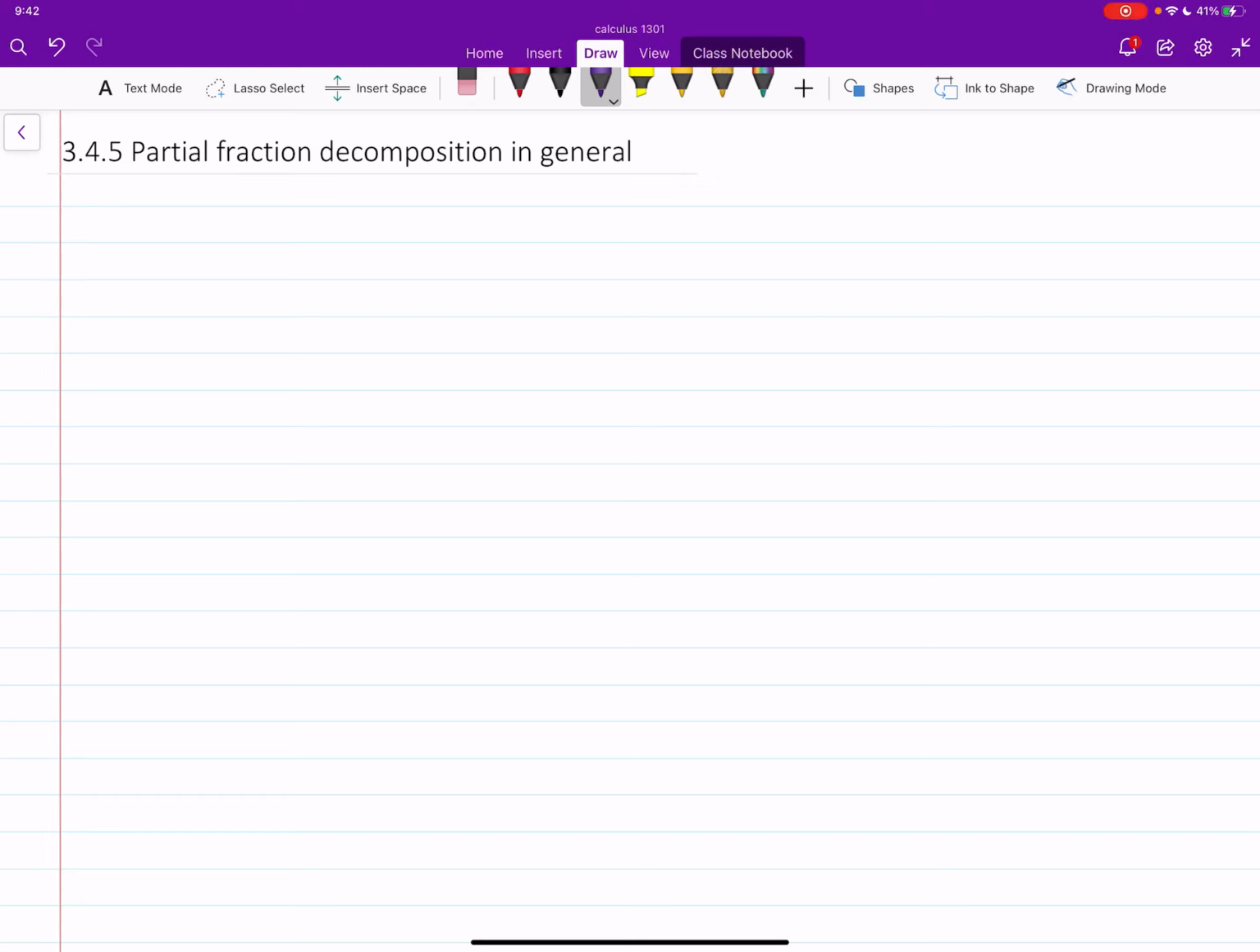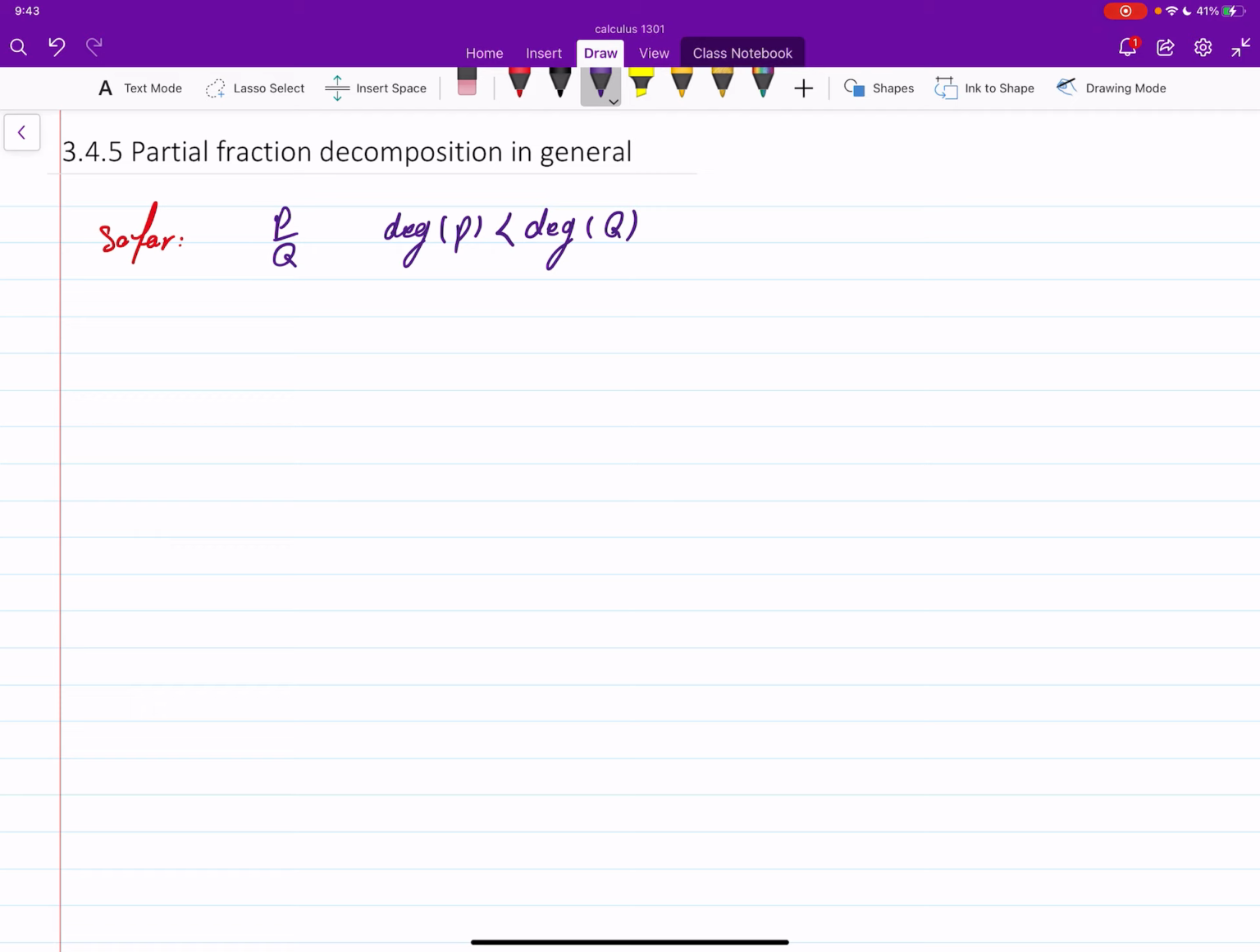Hello everyone. In this video, we want to see in general how we do partial fraction decomposition. So far, we have considered the cases. But first of all, we have to make sure that the degree of the numerator must be less than the degree of the denominator. That's when we can start partial fractions, no matter what is going on in the denominator.